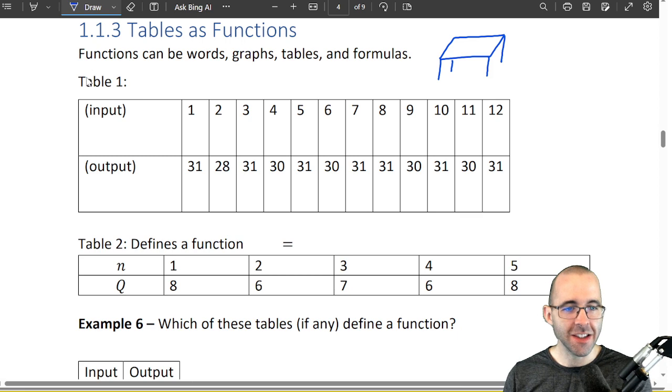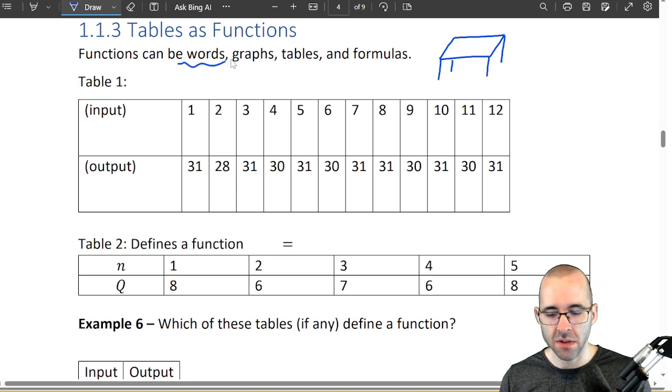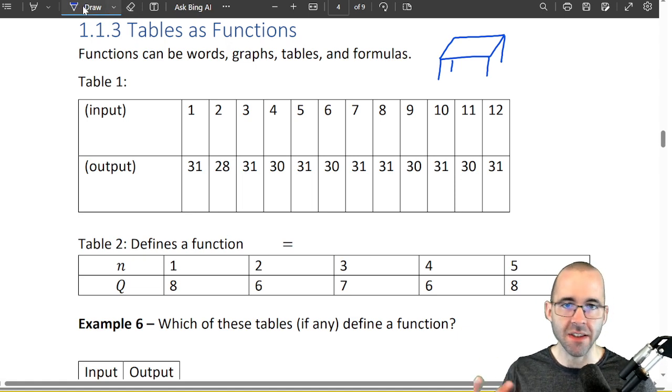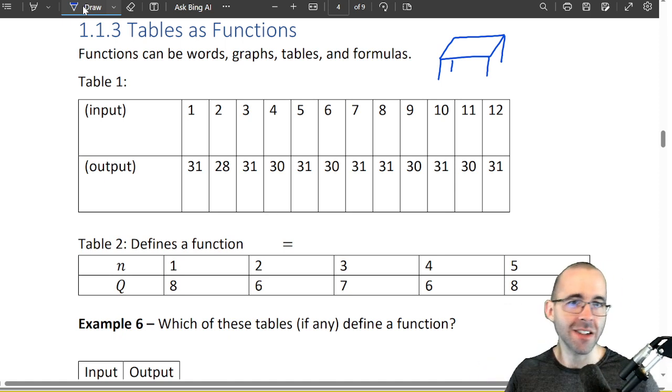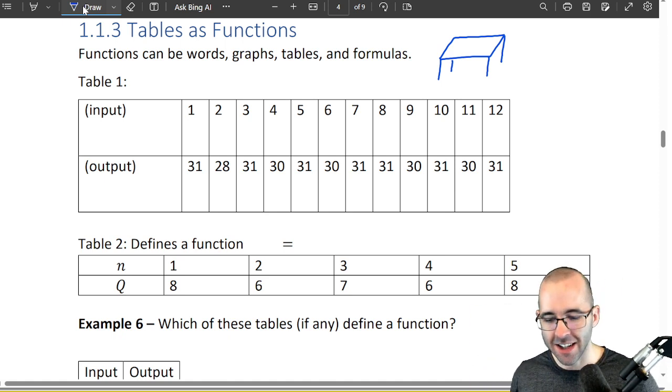All right, we've talked about what is a function. We've used some notation, and now we're going to see some different ways. Previously, we've been looking at functions as words, but we're also going to talk about how functions can appear as graphs, as tables, and as formulas. And you guessed it, this is the video where we talk about functions as tables and tables as functions.